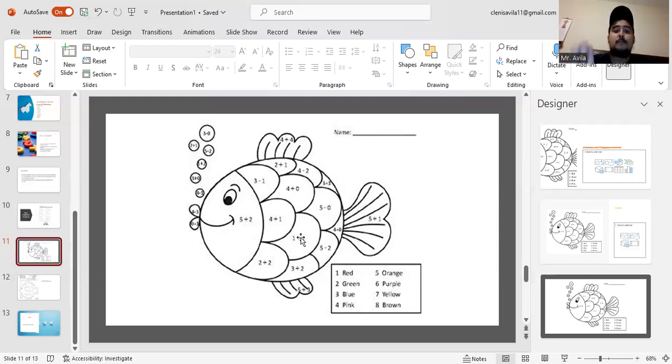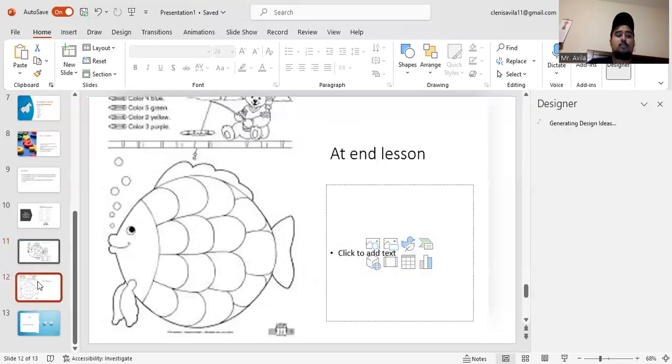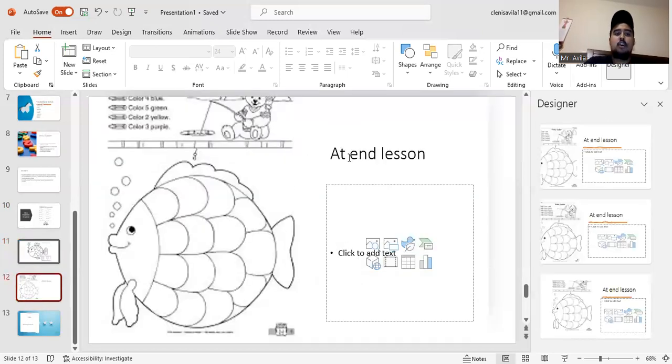After we finish this, I want you to color the number with the color it says. Let's say for example, if number one says red, I want you to color it red. If you don't understand what we are doing with those colors, please raise your hand. I'll be very happy to help you out. At the end, I'm gonna have all the students coloring with the fish.